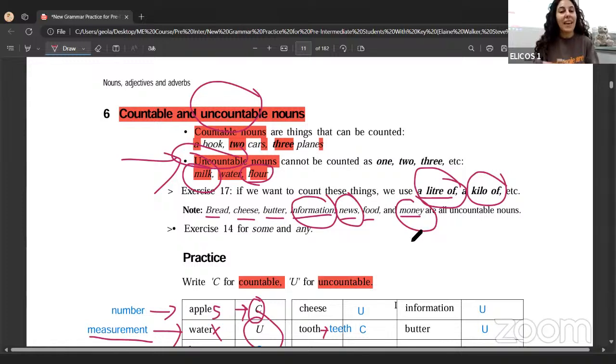Start with learning them, and then all the other ones, you'll just think, if it's not uncountable, then it must be countable. So start with learning these uncountable ones first. I can give you a list of many uncountable ones, but it's very easy. If you just Google uncountable nouns and then start learning them, very common ones, that's the best thing that you could do.